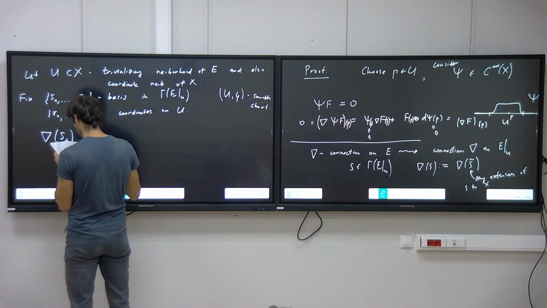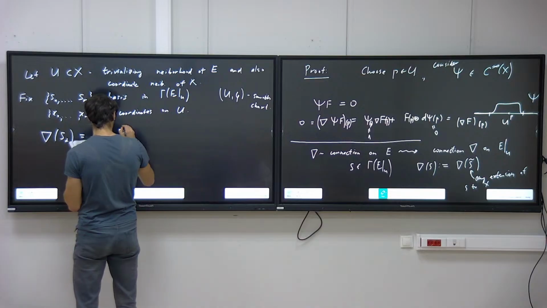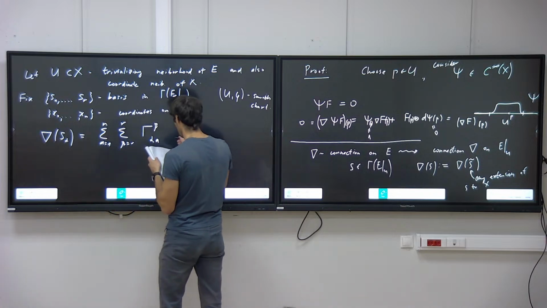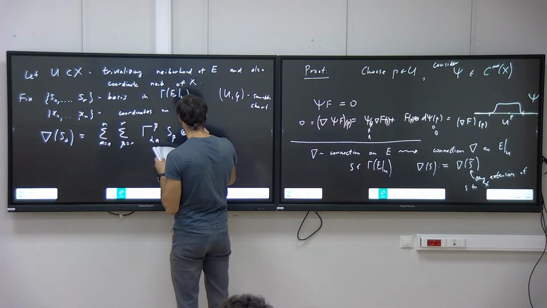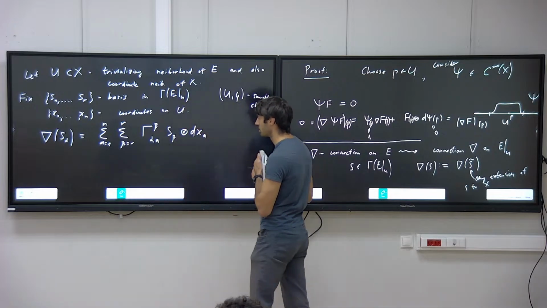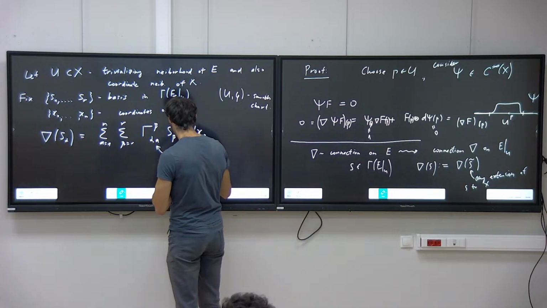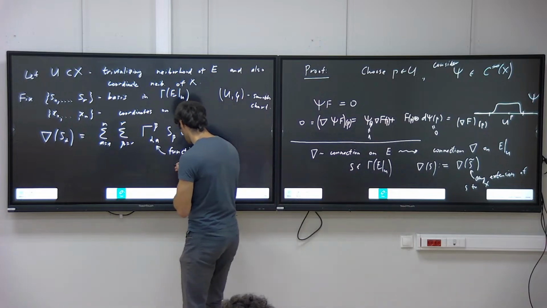So therefore, I can just write the following: sum over A from 1 to n, sum over beta from 1 to r, gamma, alpha, A, beta. So just decompose it in the basis, this guy, tensor dx_A. So these are some functions on U. They are called Christoffel symbols.